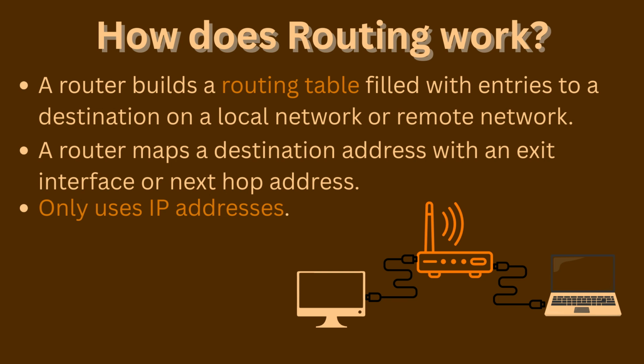Routers operate at layer 3, which means they use IP addresses instead of MAC addresses. Unlike switches, routers don't flood unknown traffic. If a route isn't in the routing table, the packet is simply dropped. The routing table is the router's map. If there's no entry for the destination network, the data can't be forwarded.